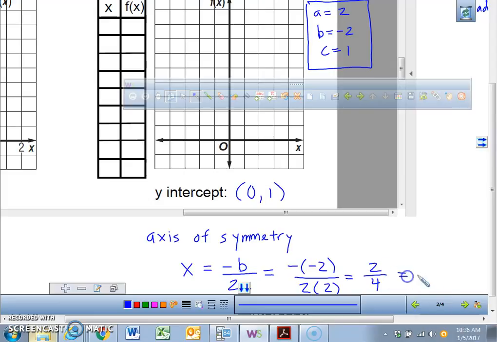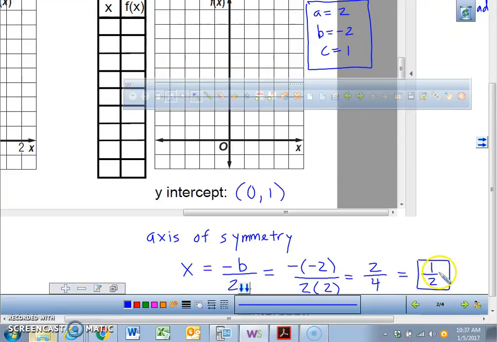Uh-oh. What's our axis of symmetry? Our axis of symmetry is actually a half. Interesting. So sometimes the axis of symmetry is not going to be an integer. It's not going to be at a 1, a 2, a 3, or a negative 4. It's going to be at a fraction. Sometimes it can be at a fraction.